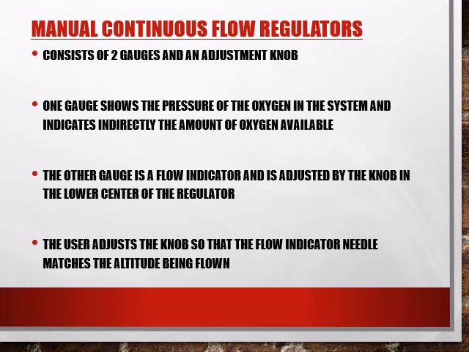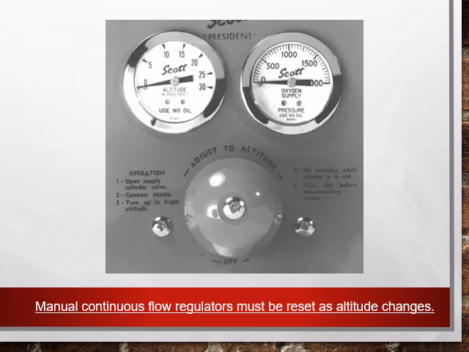The manual continuous flow regulator includes two gauges, one for system pressure and another for flow rate. The flow is manually adjusted to match altitude and must be reset during climbs or descents. Simple, but requires pilot attention. This diagram shows a manual continuous flow regulator. It requires continuous adjustment relative to the altitude.